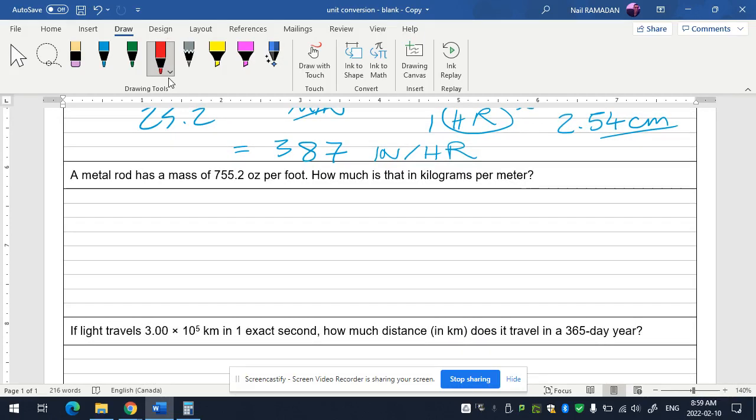A metal rod has a mass of 755.2 OZ. What does OZ mean? Ounces per foot. So a single foot of it has a mass of 755.2 ounces. How much is that in kilos per meter? So you want to go from imperial units to metric units. Okay. Do you have one number or two numbers given to you? One. So you don't have to put 755.2 over 1, but you can if you like. So 755.2. And so far we have what? Ounces per what? Per foot.